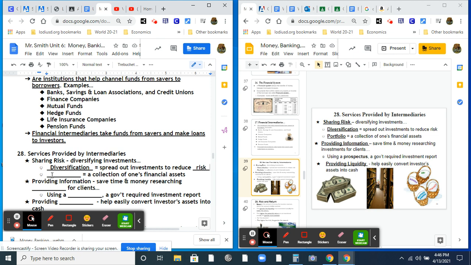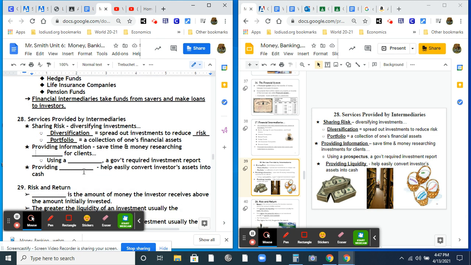Portfolio. This is like a folder of all your assets in one place. Everything I got, I can prove it to you in one little folder. It might be a big folder, might be a small folder, but they call it a portfolio because it's all your various investments and assets. Providing information. Save time and money researching investment for clients.